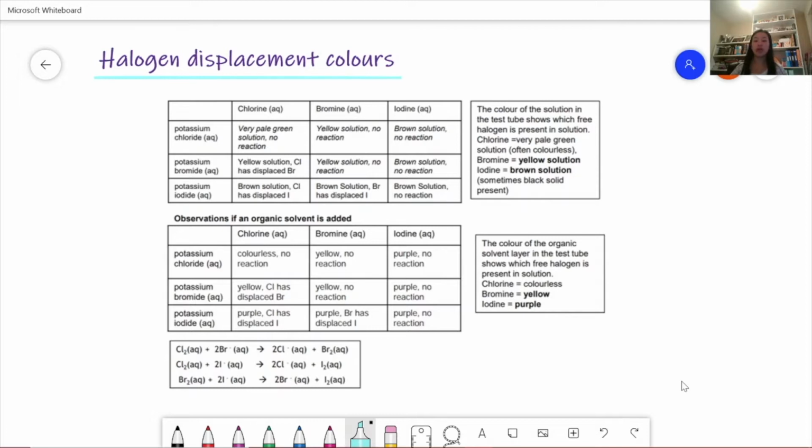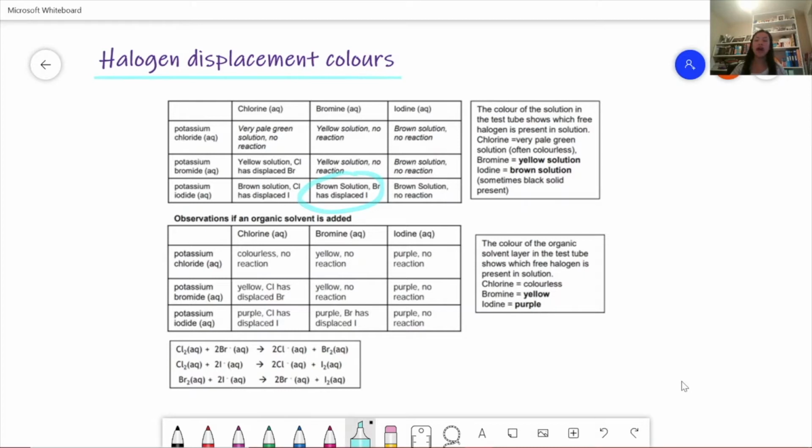So this is the same for bromine. Bromine can't displace chloride, and so there's no reaction and the solution remains yellow. But it can displace iodide, and so that's why the brown solution forms here. And then for iodine, iodine can't displace any of them, and so there are no reactions for all three, and it remains as a brown solution because iodine is a brown solution.